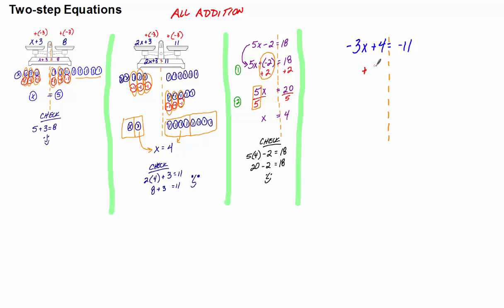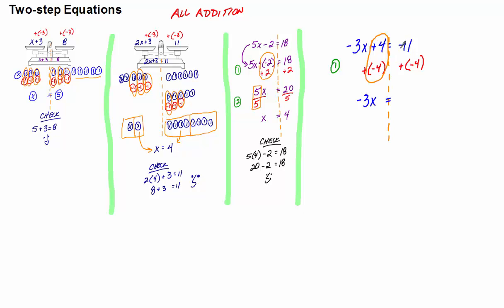So instead of adding 4, I add negative 4. I do that to both sides. Both sides plus negative 4. That is the first step. When I do that to both sides, on the left, plus 4 and plus negative 4, those cancel each other out, and we're left with negative 3x.